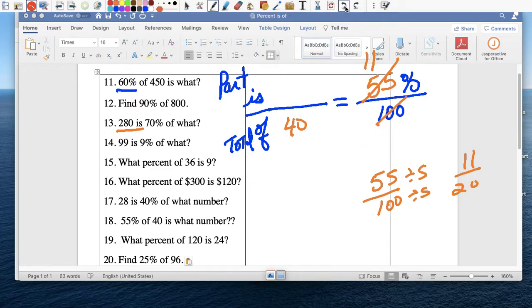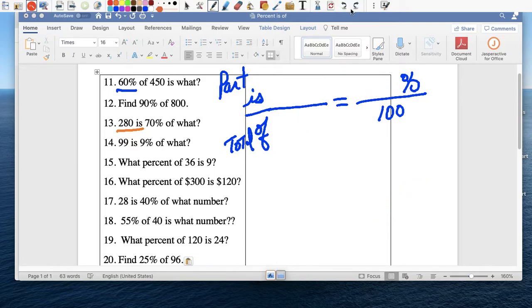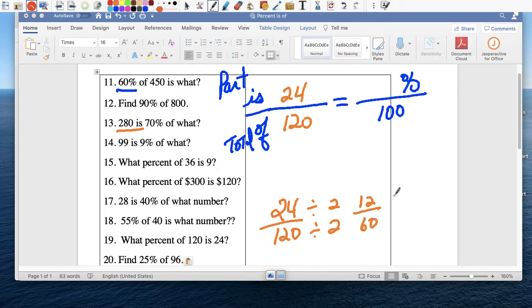And then what percent of 120 is 24? What percent, so percent vacío, of 120 is 24? What can we do here? What can we divide this by? So si ustedes no saben el número exacto, we can play. Let's divide by 2. That gives you 12, and that gives you 60. Is that going to help you? No, porque 60 con 100, it's not going to work.